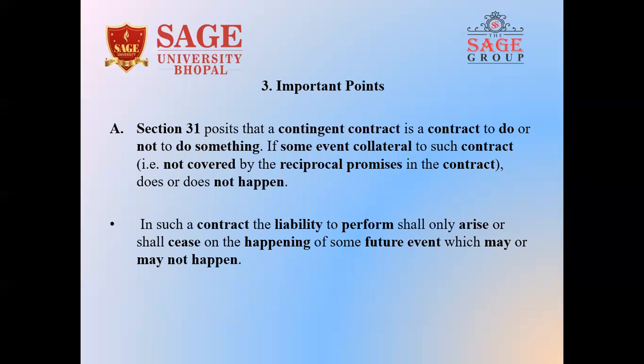There are some important points regarding contingent contract. Section 31 posits that a contingent contract is a contract to do or not to do something if some event collateral to such contract, that is, not covered by the reciprocal promises in the contract, does or does not happen. In such a contract, the liability to perform shall only arise or shall cease on the happening of some future event which may or may not happen.